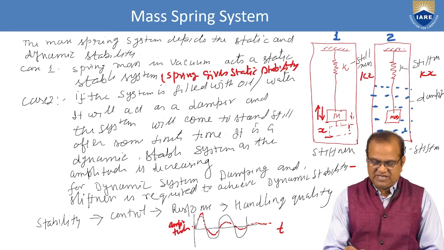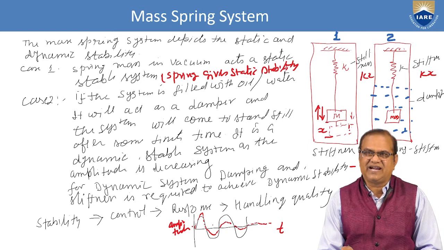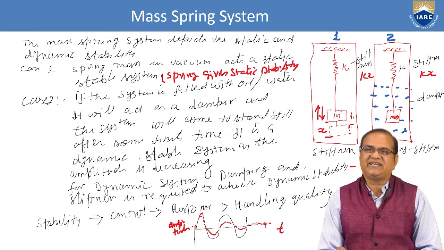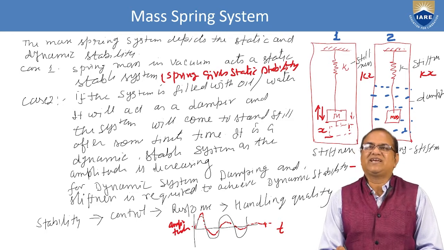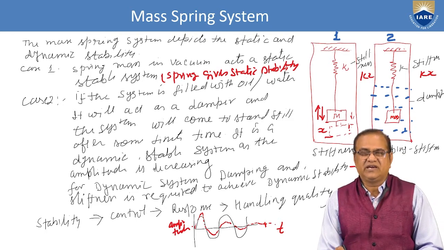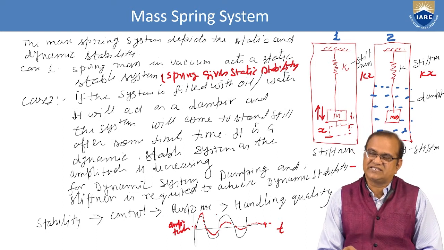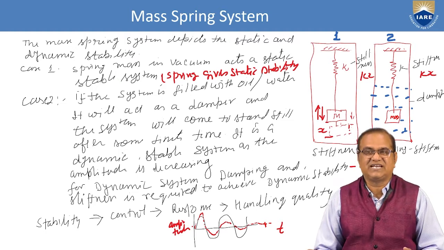And I have shown here that the black color is case 1 for static stability and the red is for dynamic stability. If in a finite time it comes to its equilibrium position, then we can say that the aircraft is dynamically stable. And if only the tendency is there, then it is static stability. To have dynamic stability, the aircraft should first be statically stable.